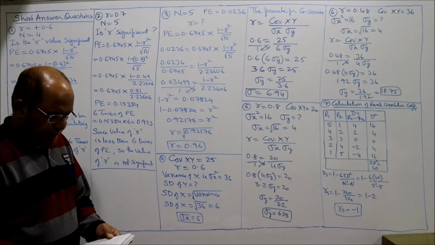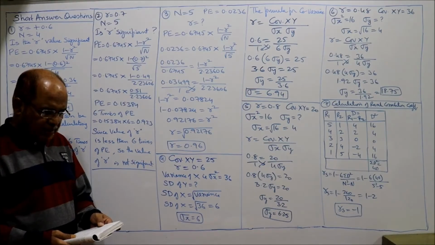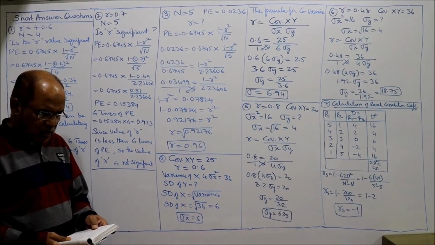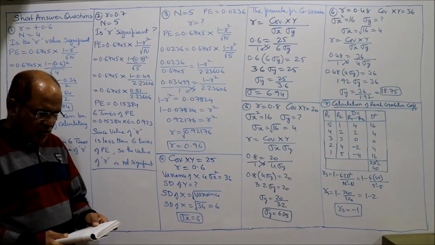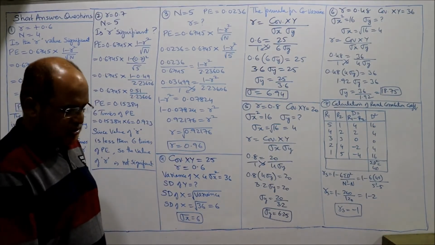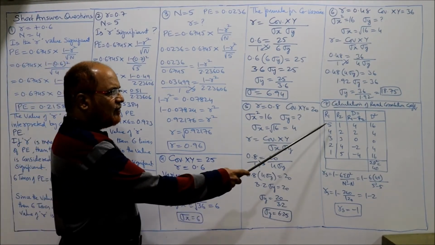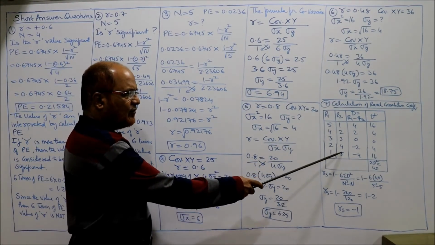Seventh problem, you see. The ranks of the two attributes in a sample are given below. R1: 5 4 3 2 1, R2: 1 2 3 4 5. Find the rank correlation coefficient. It's a small problem. Ranks are already given.